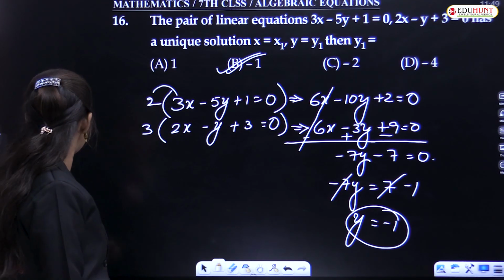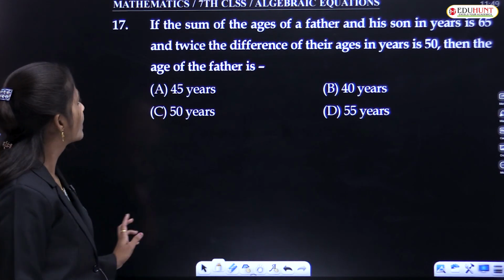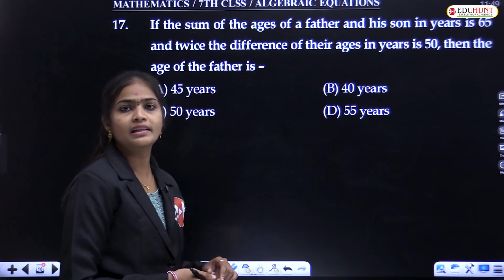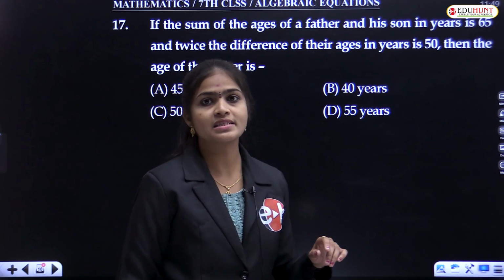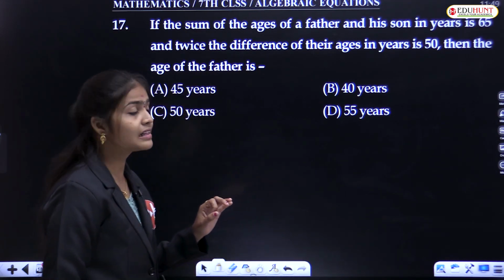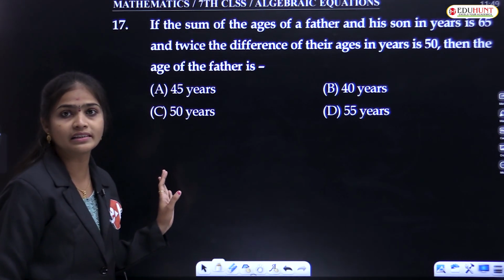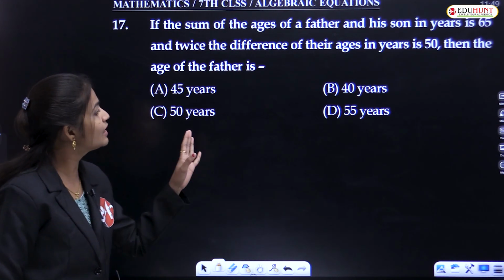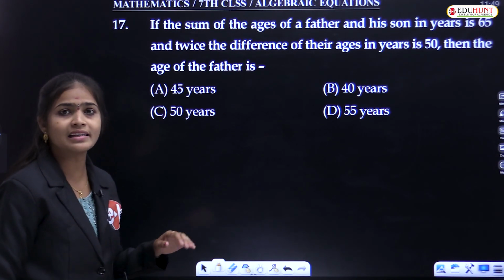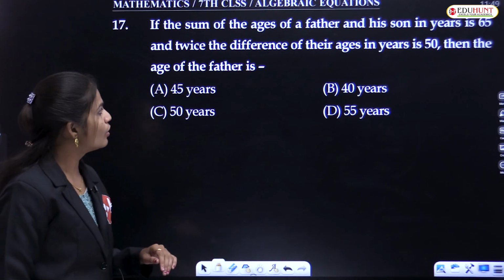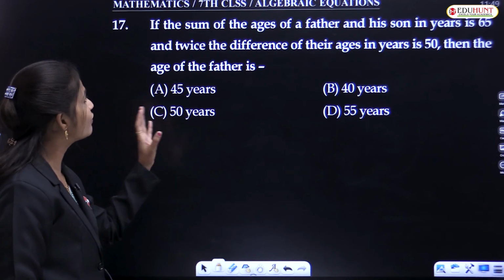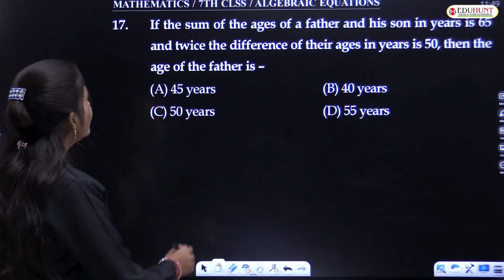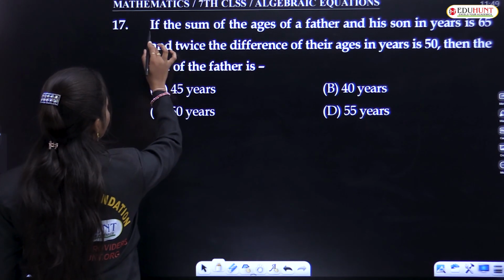Let us see question number 17. From here onwards we have word problems, so we have to read the problems clearly. If you just glance at it and start writing, you may not get it, and somewhere you may get confused. So that's why you have to read very clearly, from the first line onwards.